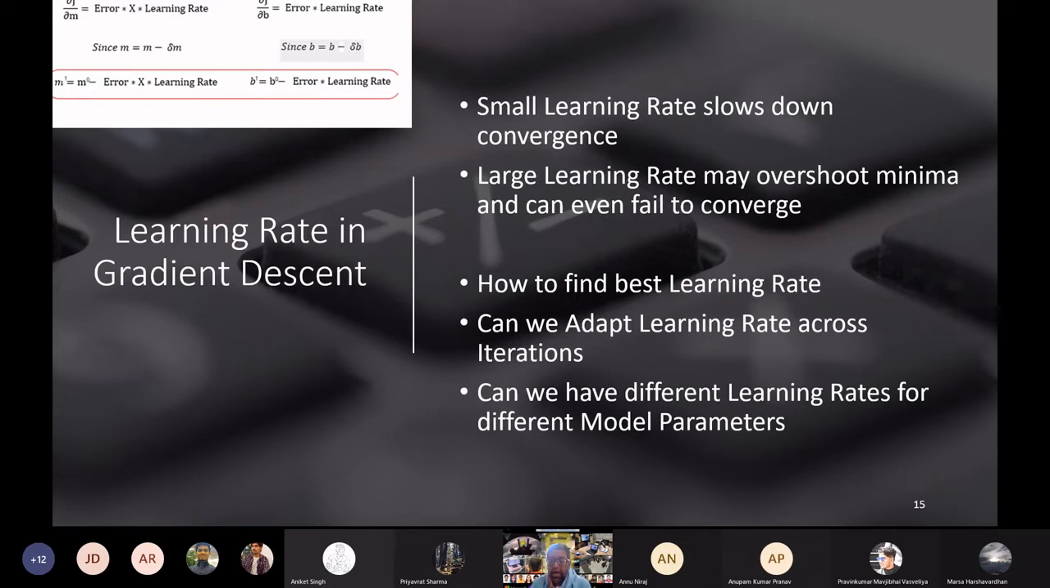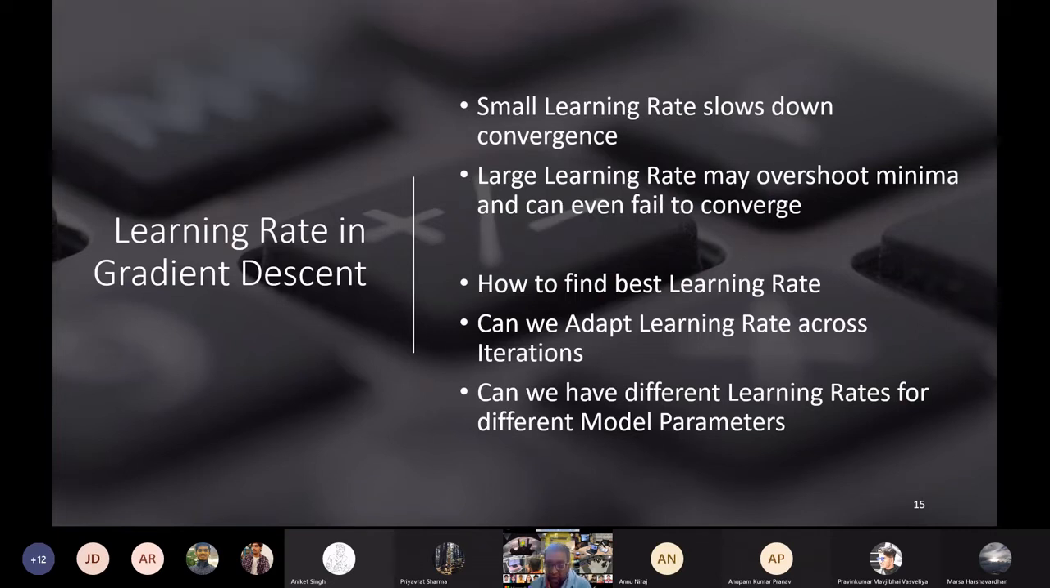So the next question is how to find the best learning rate. Can we adapt the learning rate across iterations or across epochs? That is, as I am training the network, the network is understanding the data even better, so can we adapt the learning rate accordingly? And secondly, can we have different learning rates for different model parameters? In the case of a neural network, we have many weights. If it's a deep neural network, then we have more layers and more connections. So do we need to use the same learning rate for the whole network, or can we use different learning rates for different model parameters?